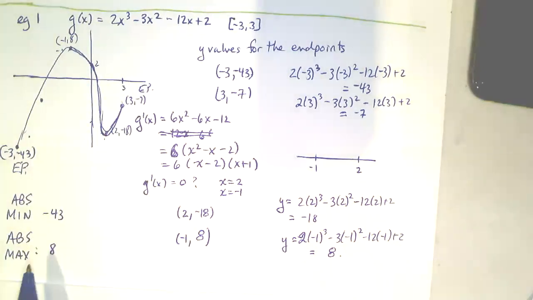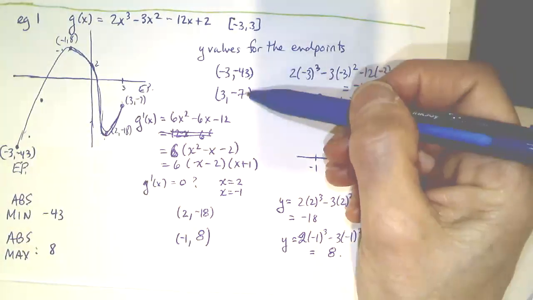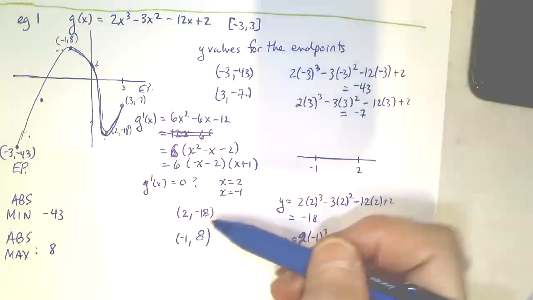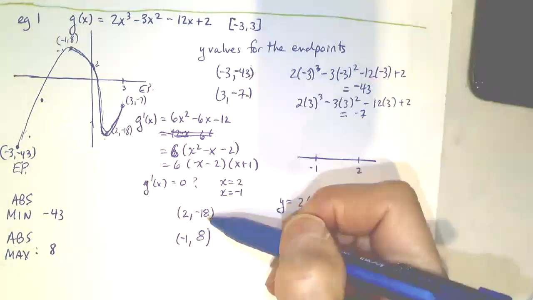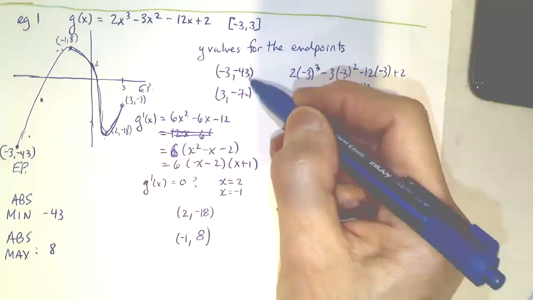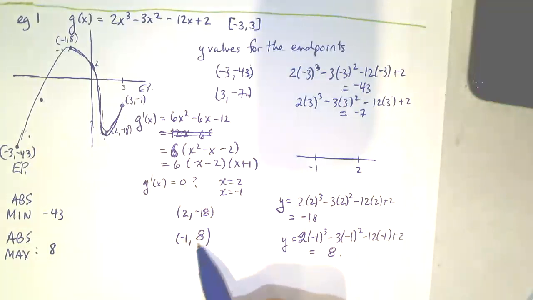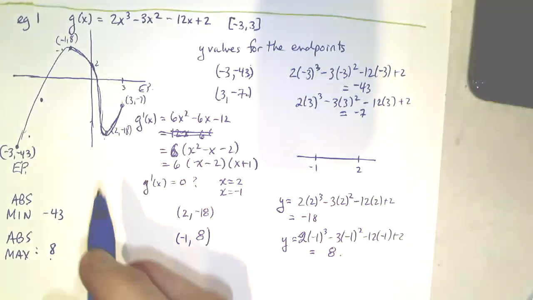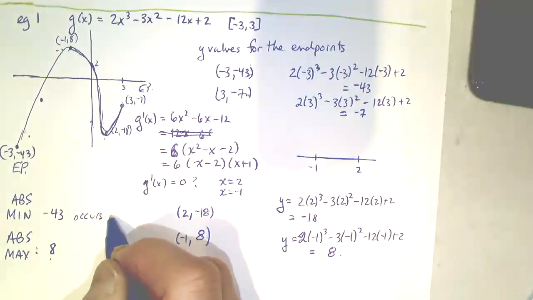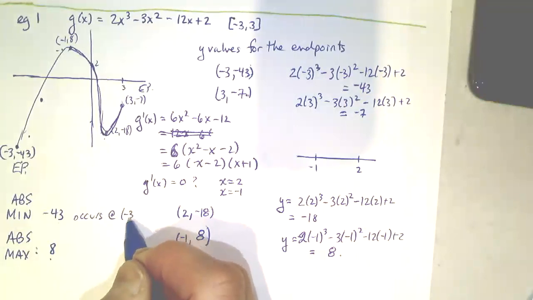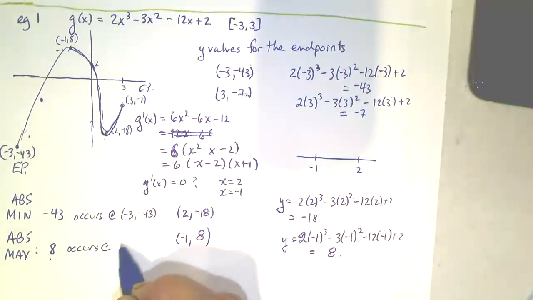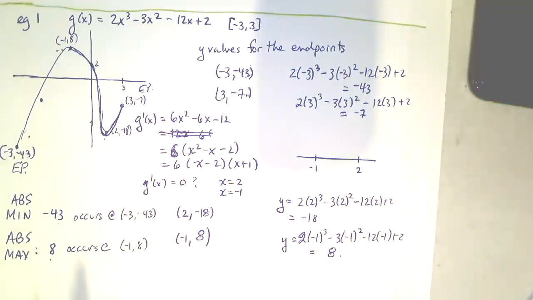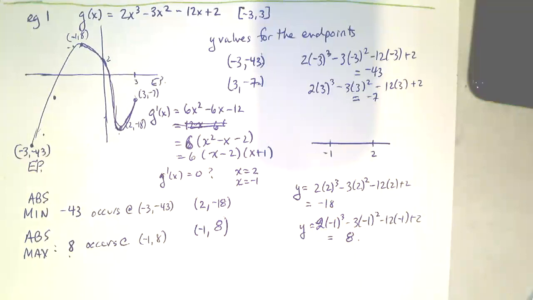Did I need the picture? No. Because once you have your 4 points, the 2 endpoints and the 2 points where the derivative equals 0, you can simply look at the y values and say -43 is the smallest and +8 is the biggest. And this occurs at the point -3, -43. This occurs at the point -1, 8. So I know what the lowest or highest values are, and I know where they occur.